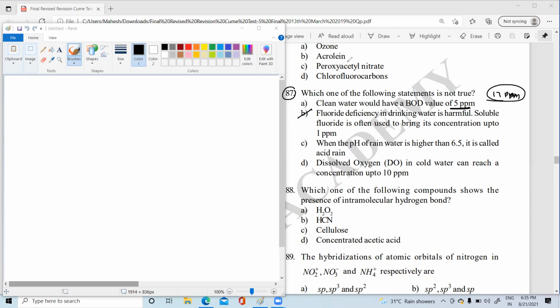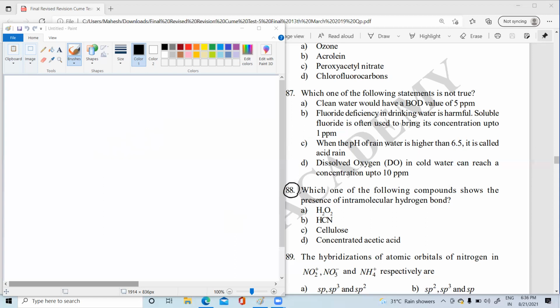Correct statement. Then next, when the pH of acid rain is higher than 6.5, it is called acid rain, isn't it, students? No. We can call it acid rain only when the pH is less than 5.6. But here the given value is 6.5. So this is the not true statement. So option C is the correct one. Option C is the correct statement.